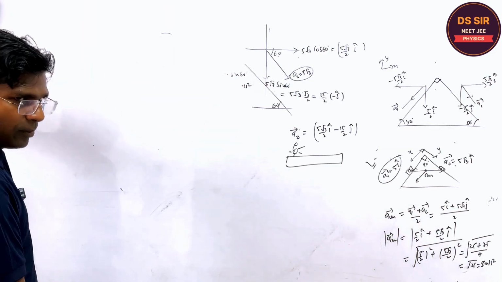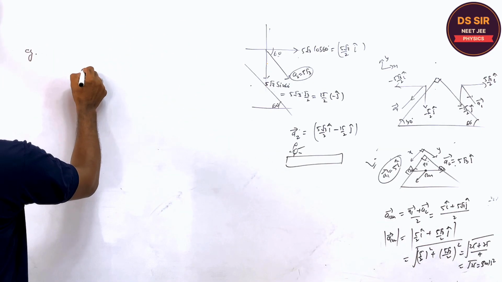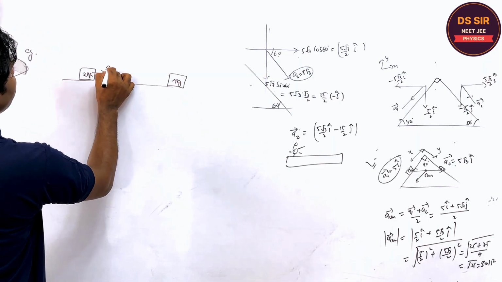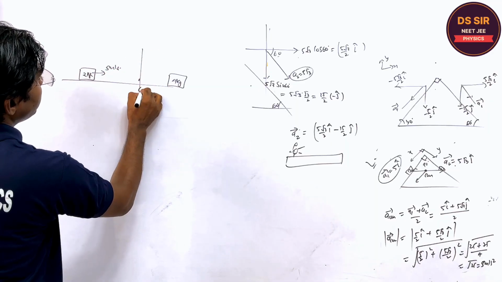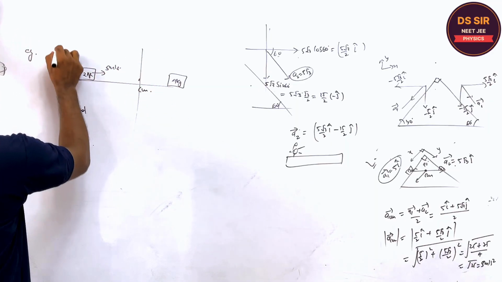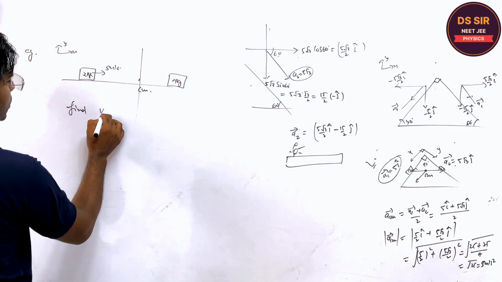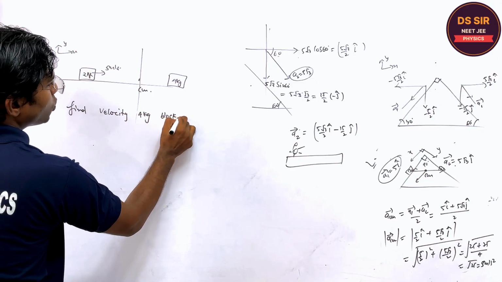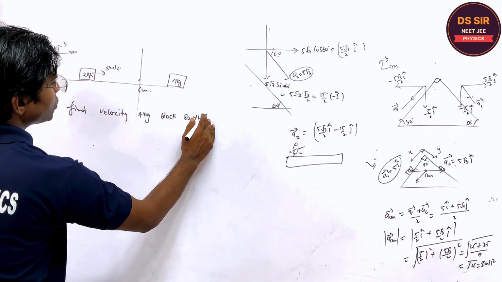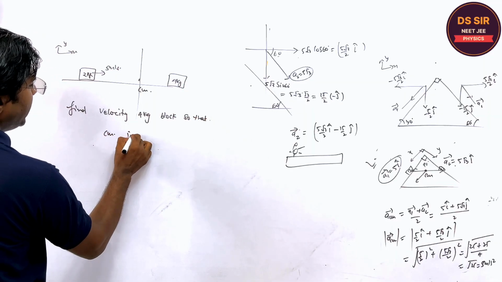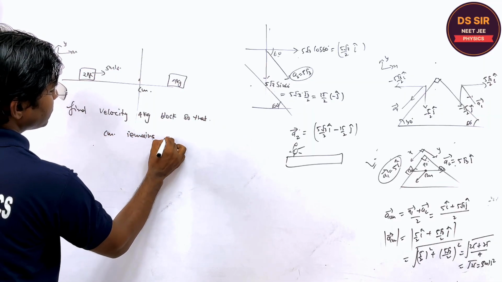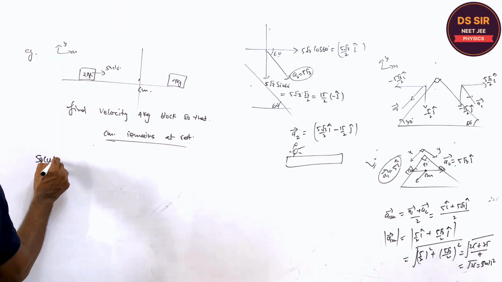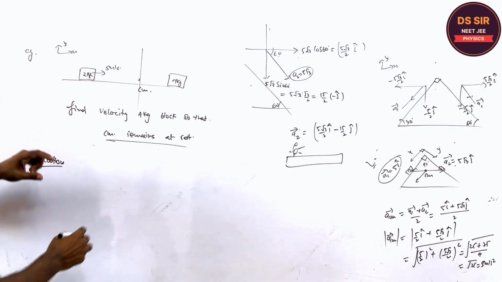Suppose I'm coming to that point only, right? If this is the 2 kg block, this is the 4 kg block. Suppose it is moving with 5 meter per second. The center of mass will be there. Find the velocity of the 4 kg block so that the center of mass remains at rest. Can you find? This is the question. How to find the solution?